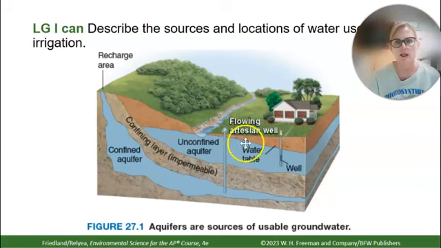Okay, so we can see some things here. If we have this aquifer, which is more shallow, it's unconfined, you can drill right down and get to it. This one is a confined aquifer, it's lower.